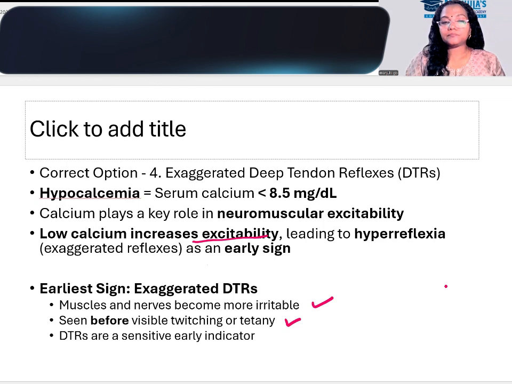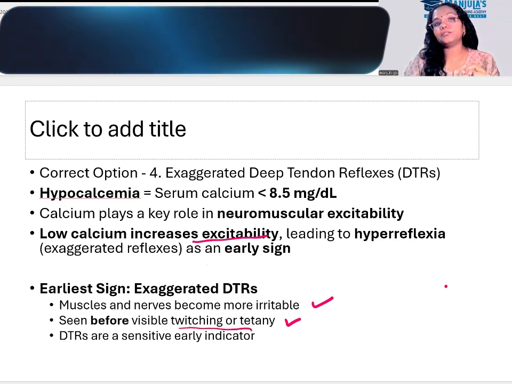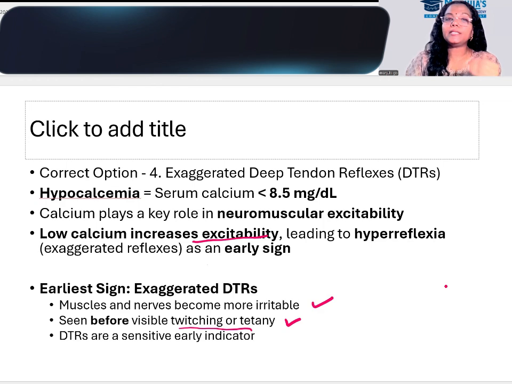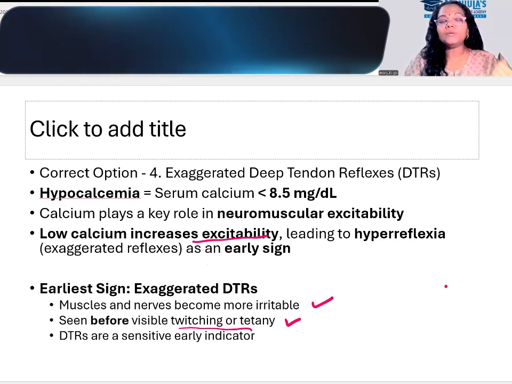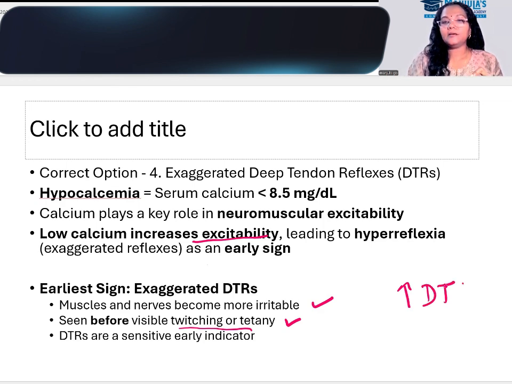So you get it as exaggerated deep tendon reflex, and it is seen before visible twitching or tetany. Okay. So you know that hypocalcemia causes tetany. Everybody is aware of that. But even before any visible signs of tetany come, what you can detect earliest is exaggerated deep tendon reflex, or increased deep tendon reflex.